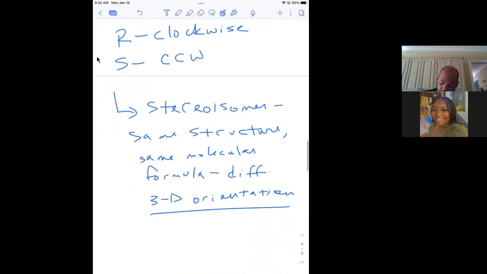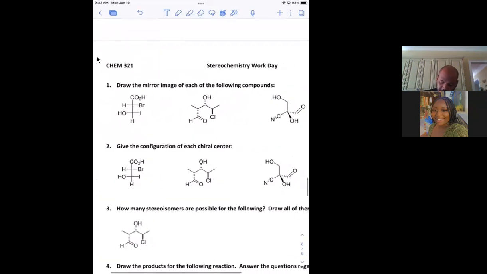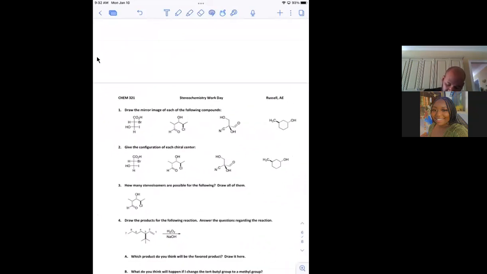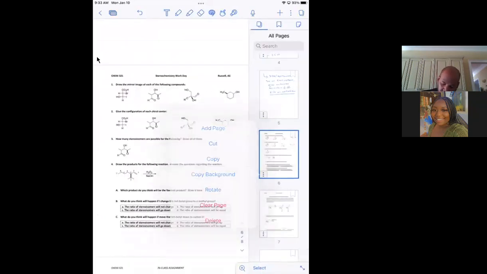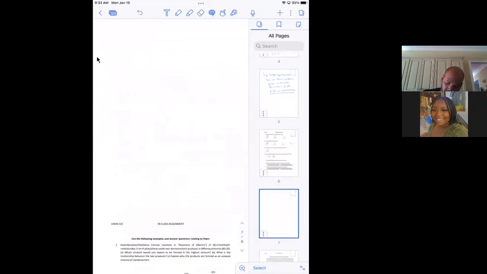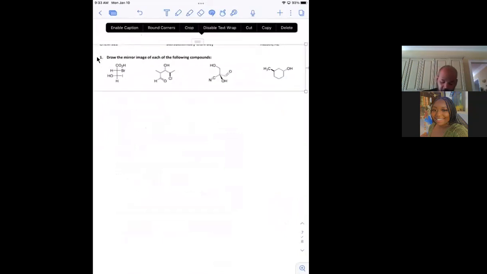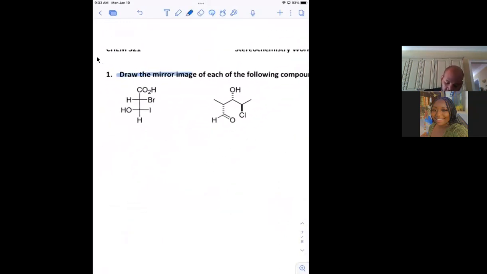I want to run here and show you some. Let me cut this out because I'm going to run out of space. I want to take this and we're actually going to apply this right away. I think that's the best way to do it. All right, so let me paste this here. Let's take that first molecule right here and look at what the instructions say. Draw the mirror image. That's all it's asking you to do, right?